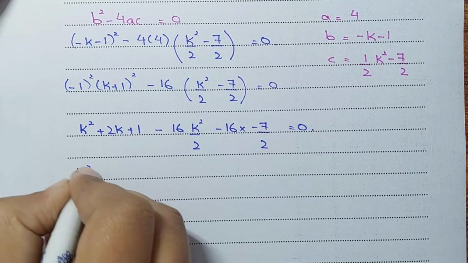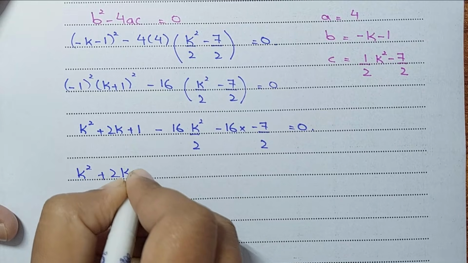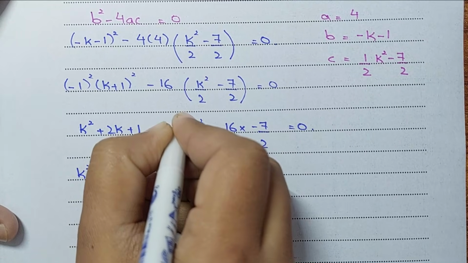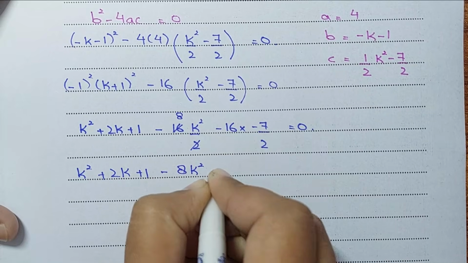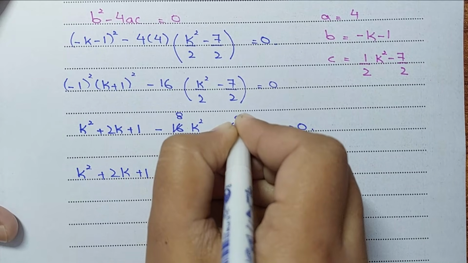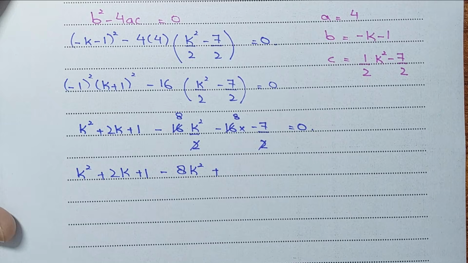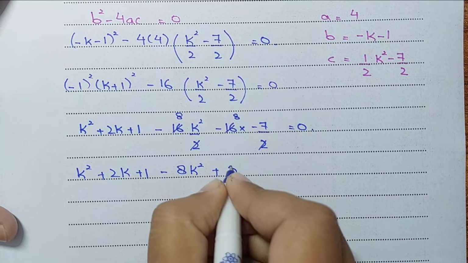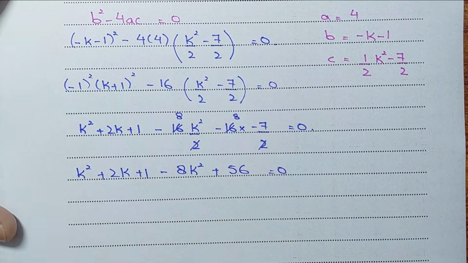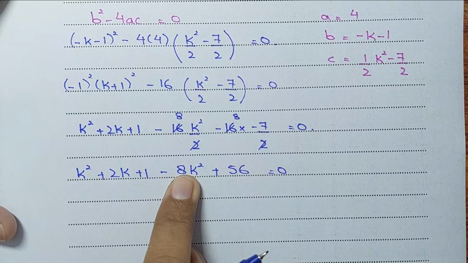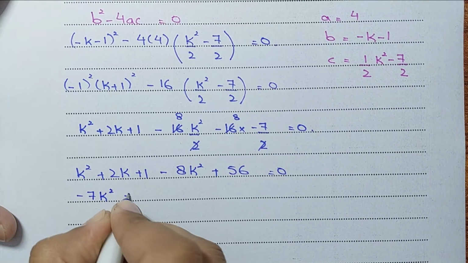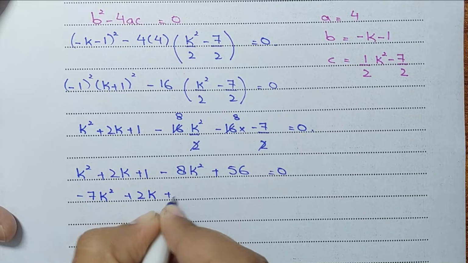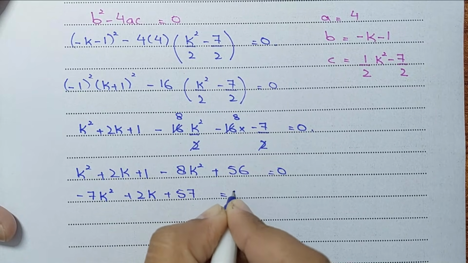Now here we have k square plus 2k plus 1. 2 times 8 is 16, so minus 8k square. Negative and negative is positive. 2 times 8 is 16 and 8 times 7 is 56, equals 0. Now this and this are the coefficients of k square, so minus 7k square. K is just 2k and the constant term is 57, equals 0.